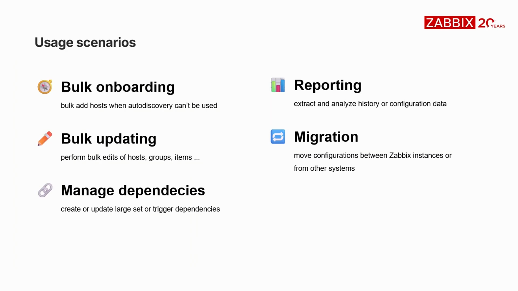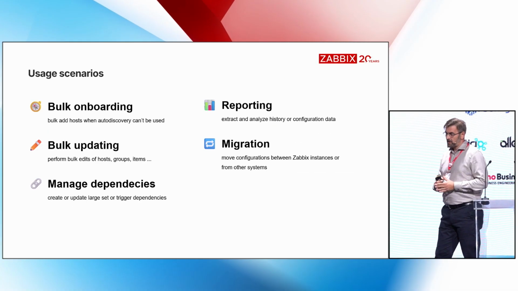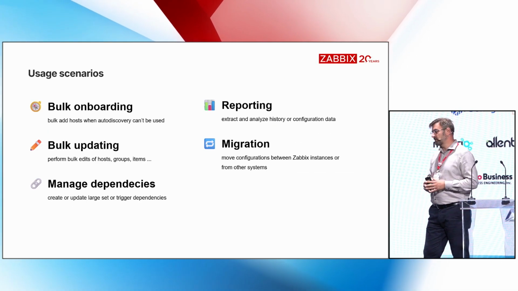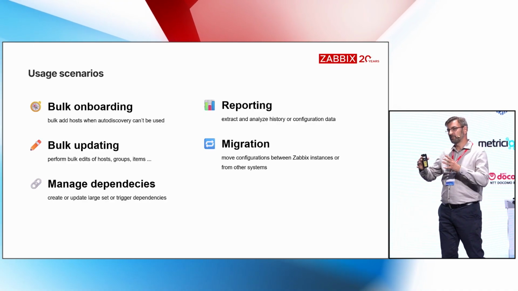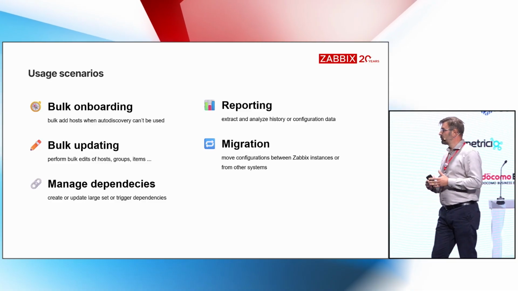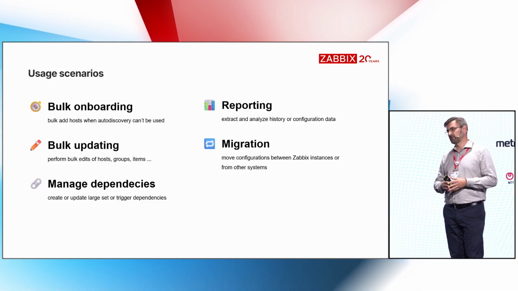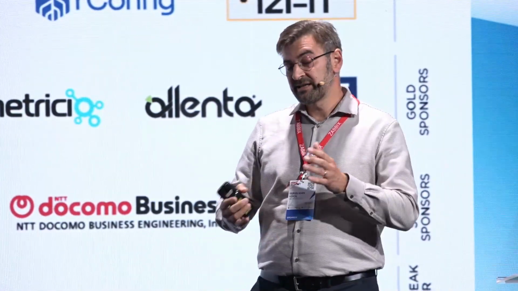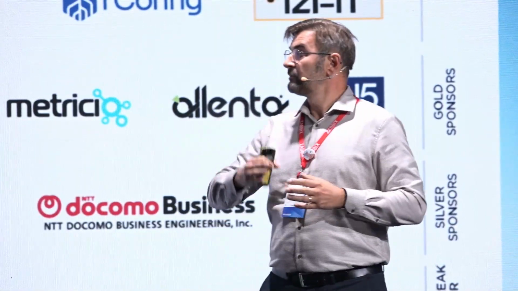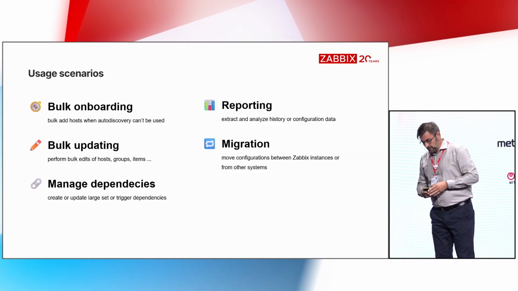Okay, so that was ZbxWizz in action, creating maybe not a simple report in under 3 minutes, but it can do much more than that. You can use it for bulk onboarding hosts when auto-discovery cannot be used. You can use it to create, update and manage large sets of trigger dependencies. And basically, you can manage any set of objects that the API is exposing. And of course, use it for migrations, for example, and reporting, as I've just shown.